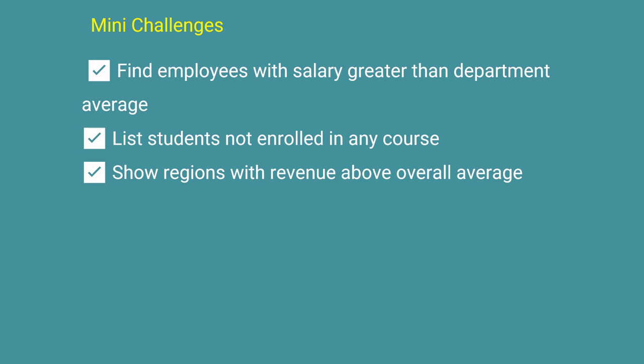Here are some mini challenges. Try finding employees with salary greater than their department's average, listing students not enrolled in any course, and showing regions with revenue above the overall average.